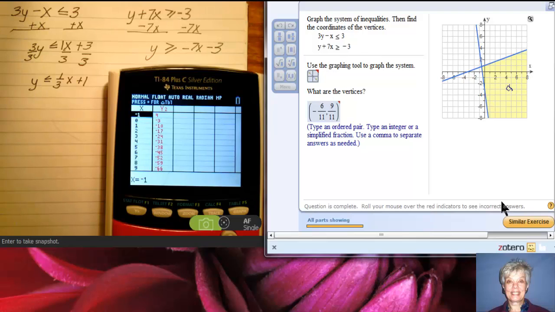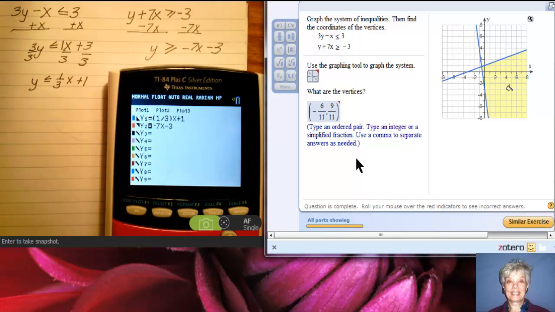Having looked at the graph, let me go back to y equals. I'm going to go over to the equal sign in y1. I'm going to hit enter, and now I draw your attention over here to this lower triangle. How did I get that?